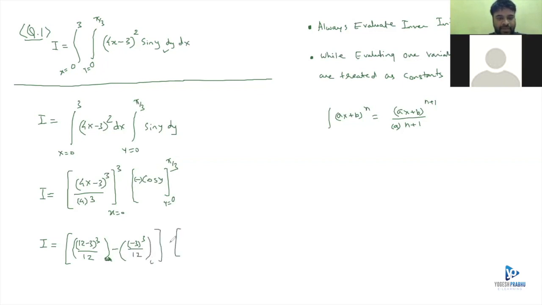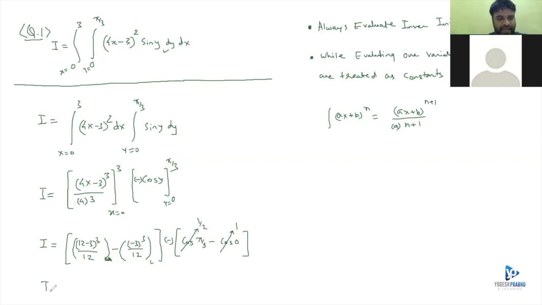That's the first integral. How about the second one? I'll take the minus cos y out, and then this is cos pi over 3 minus cos 0. You know cos 0 is 1. What is cos pi over 3? 1 over 2, that's correct.